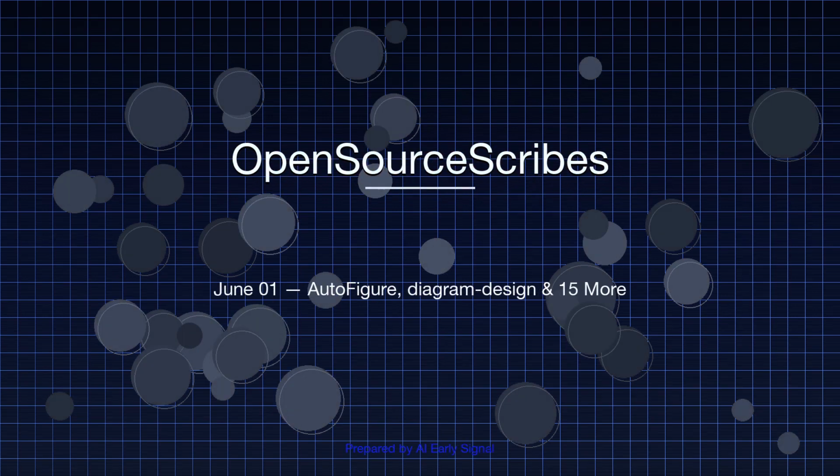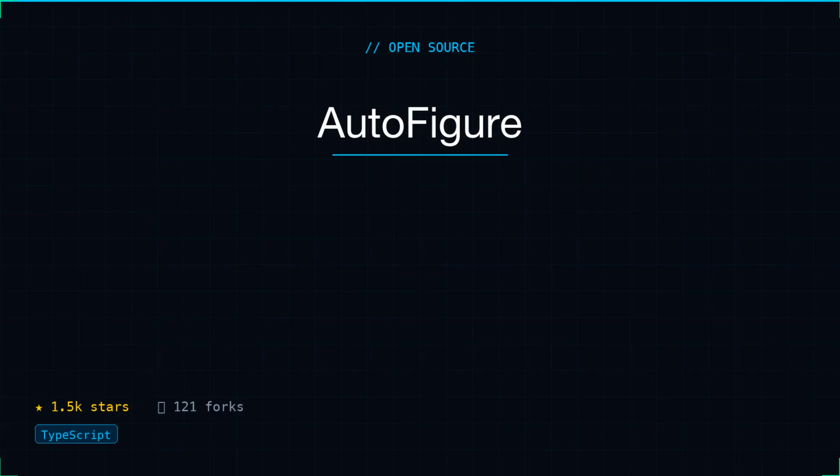Today, we have 17 open source projects, including gemini-diagram-mcp and diagram design, among others. Let's get into it. AutoFigure video script.